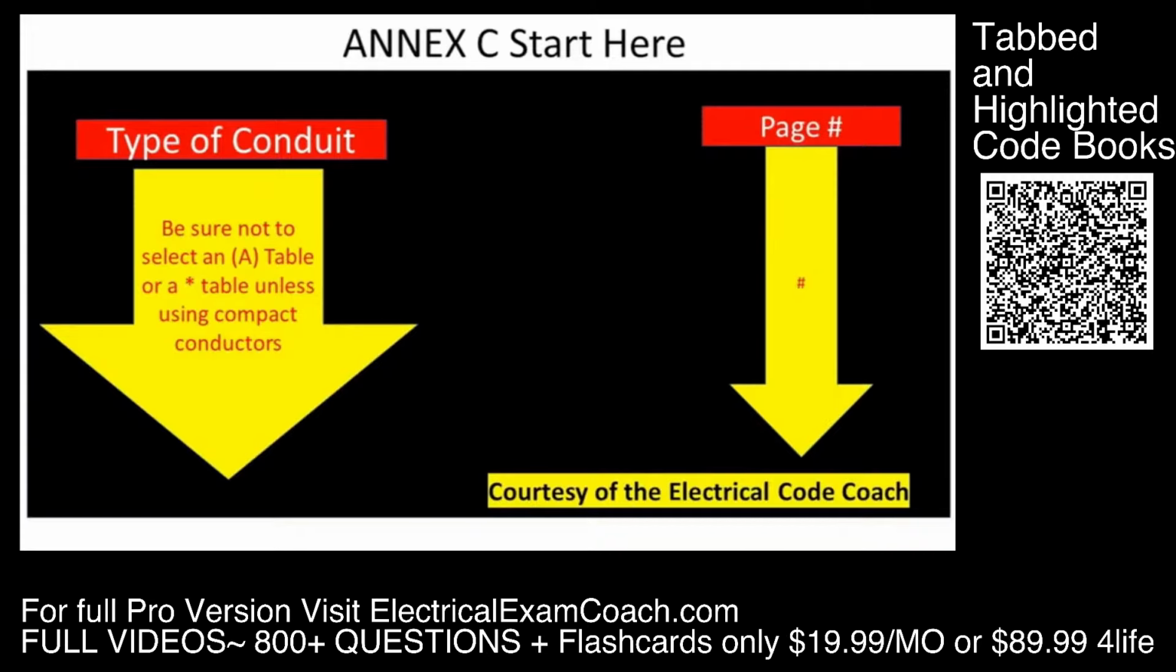And then the second one is C1A. That's letting you know it's a compact conductor table. Now let's imagine that we did want to go to EMT. Now to slide all the way over, if we look at our far right-hand column, we're going to find that that is our page number.